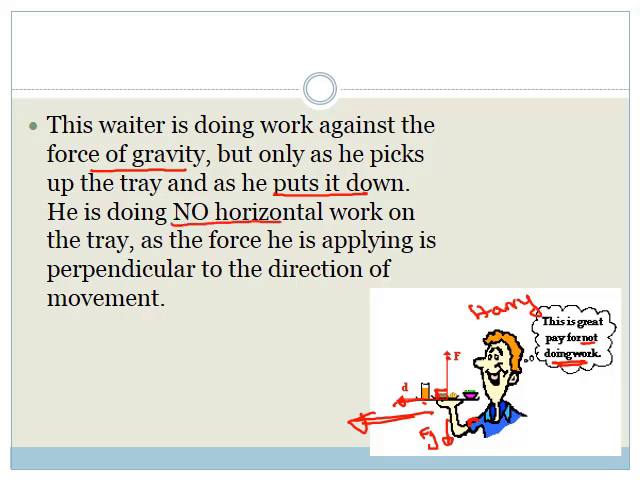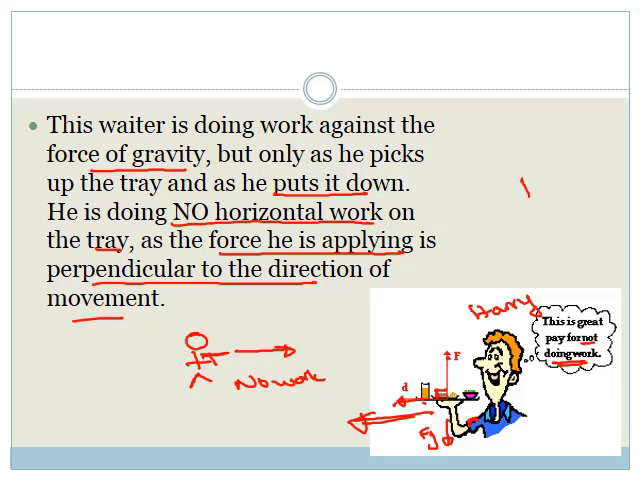He's doing no horizontal work on the tray as the force he's applying is perpendicular to the direction of the movement. So as the waiter walks along with the tray on his arm, he's doing no work because the force he's applying is upwards, but the direction he is moving is horizontal, and they have to be in the same direction in order for work to be done. Okay, and that's very important.